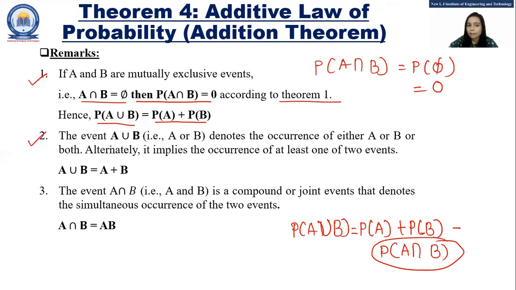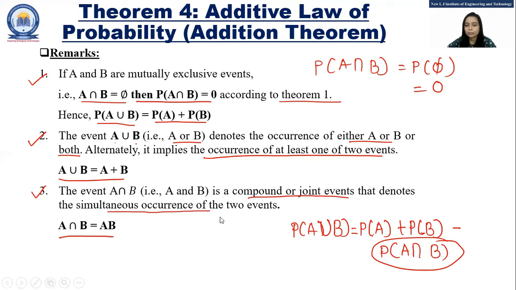The second remark is that the event A union B, which you can also read as A or B, denotes the occurrence of either A or B or both. Alternatively, it implies the occurrence of at least one of the two events. So for that, we can write A union B is equal to A plus B. The next is that the event A intersect B, therefore A and B, is a compound or joint event that denotes the simultaneous occurrence of these two events. So for that, we can write A intersect B is equal to A into B.